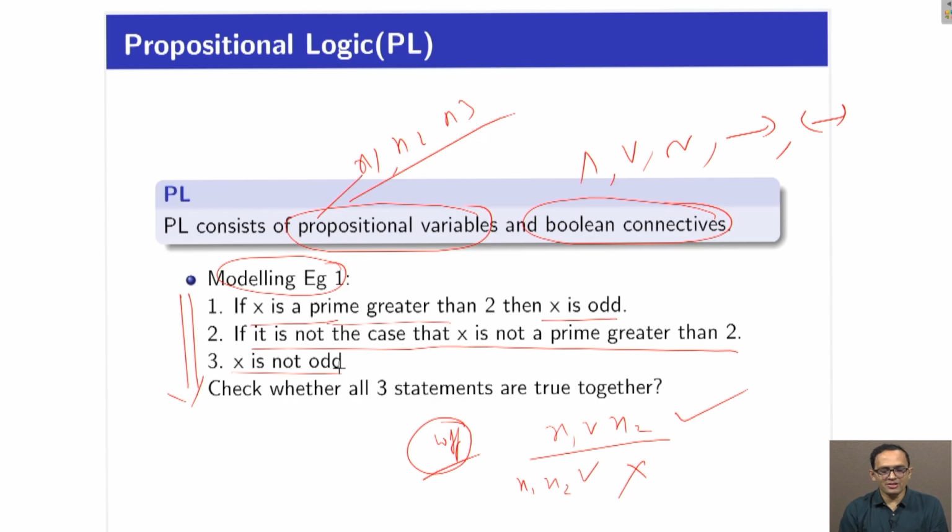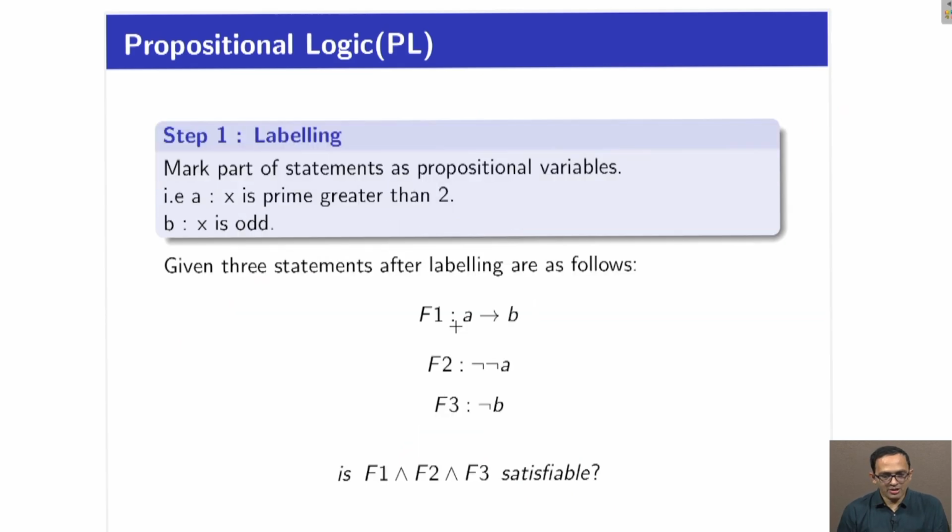So, effectively you can see here that this is actually false, right, because you are saying that any prime number greater than 2 is odd, and you are saying that x is a prime number greater than 2, but you are saying that x is not odd. So, it cannot be true together. But if I have to model this in propositional logic, how will we go ahead, right.